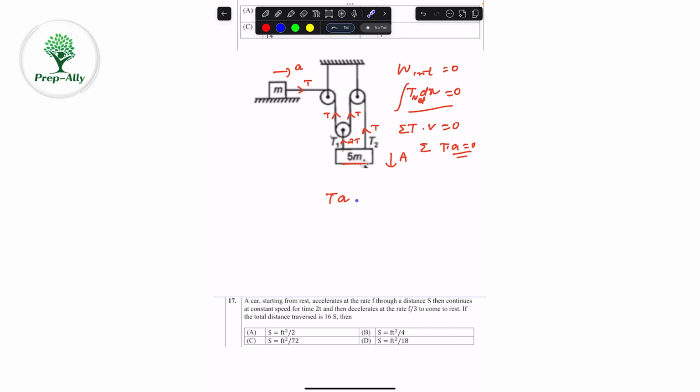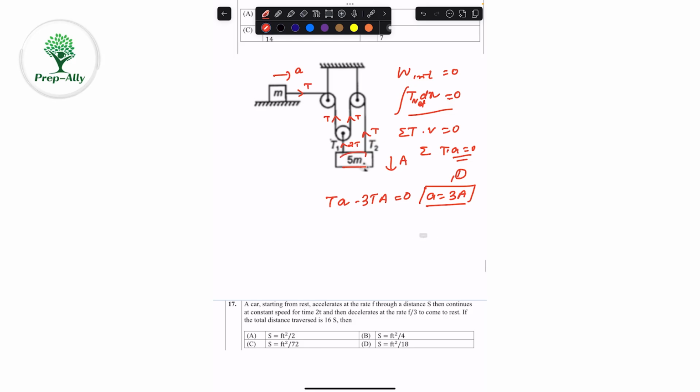So total tension on the 5 kg block becomes 3T. So we'll say 3T, sorry, I'll use the pen, 3T into acceleration, which is downwards, so we'll write minus 3TA, and it has to be equal to 0. From here we get small a is equal to 3 times capital A. That is one equation we got.